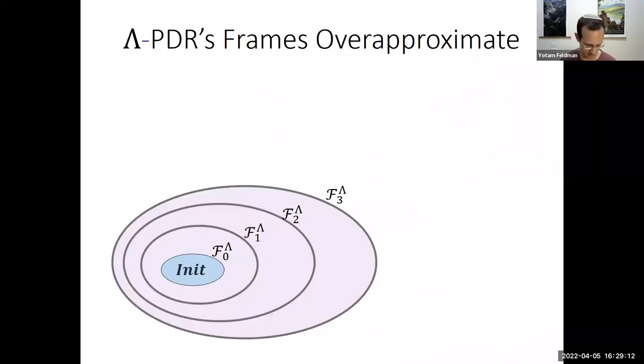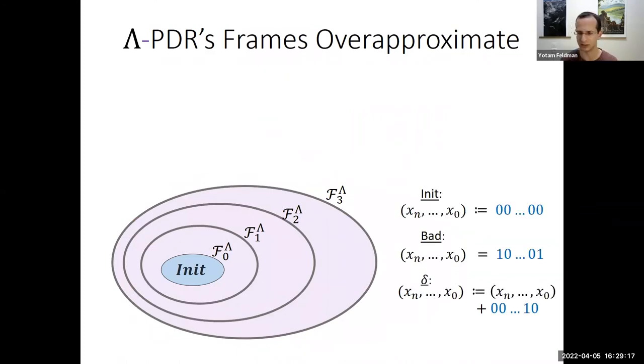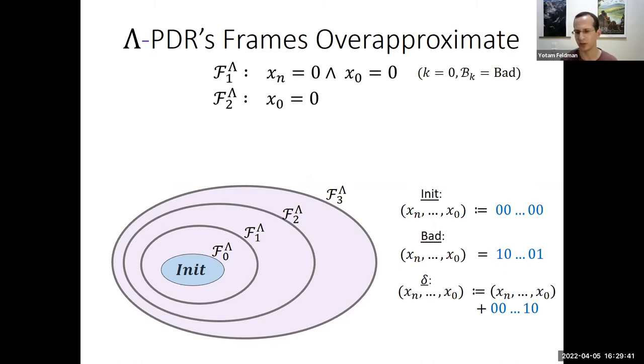And to do that, let's think about the example we had before, where we start from zero and iteratively add two. So if we execute Lambda PDR with the choice of k equals zero, so BK is simply the set of bad states, then we can calculate, and we do this in the paper, that the first frame corresponds to all the even numbers where the most significant bit is zero. And the second frame of Lambda PDR actually converges to the inductive invariant, which contains all the even numbers.